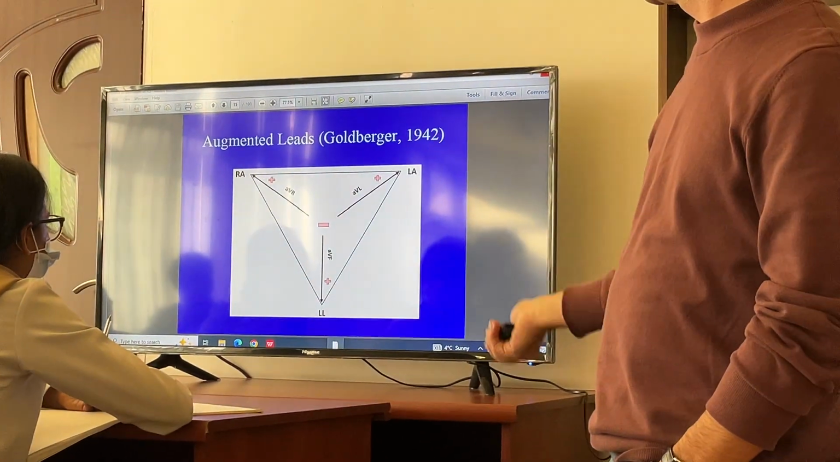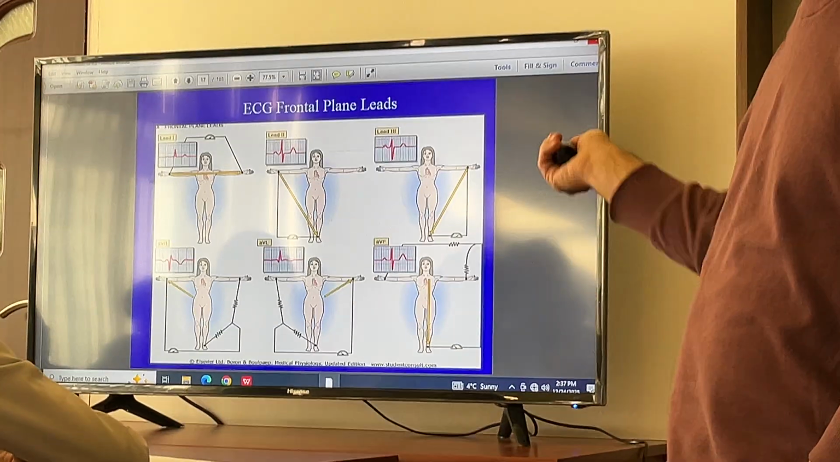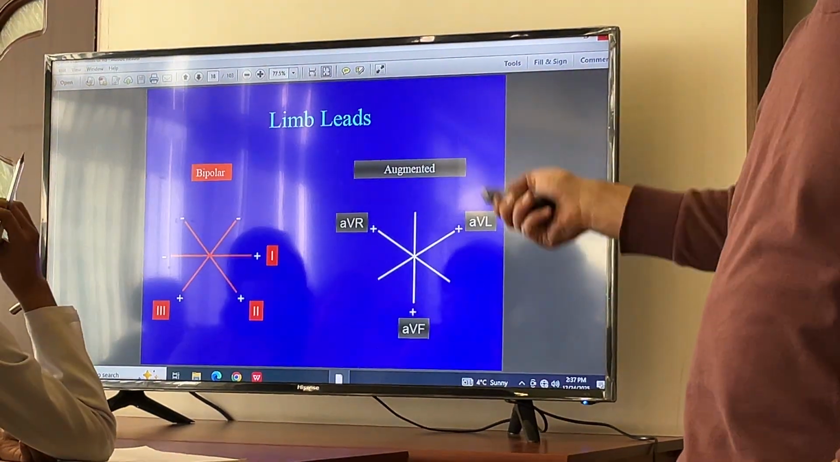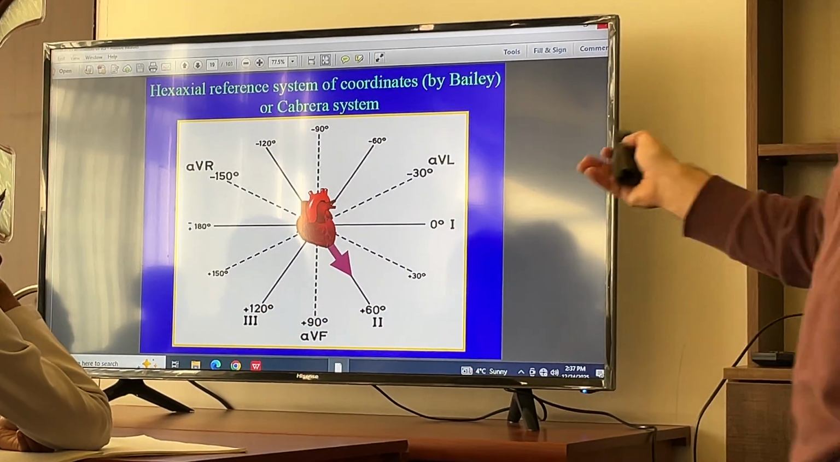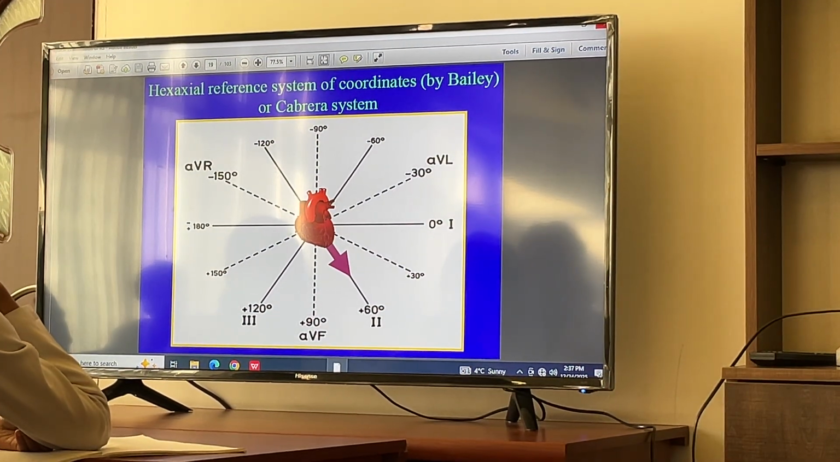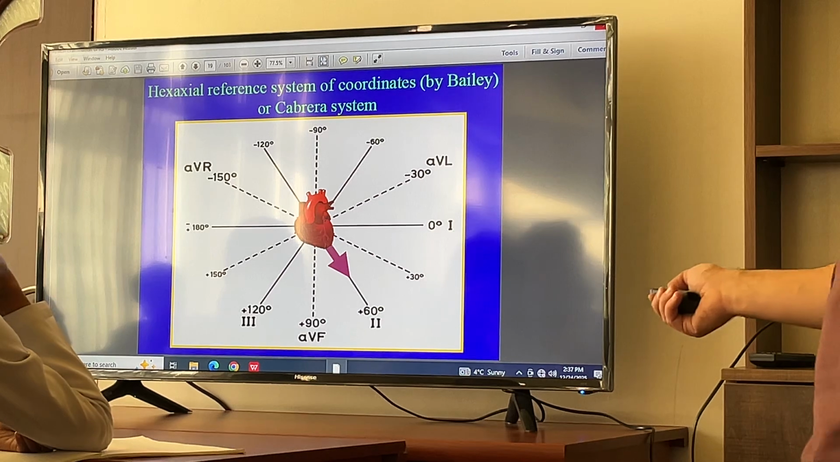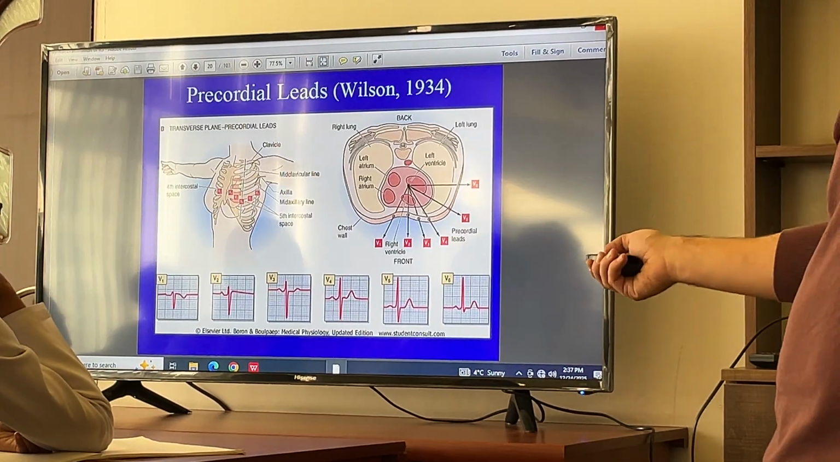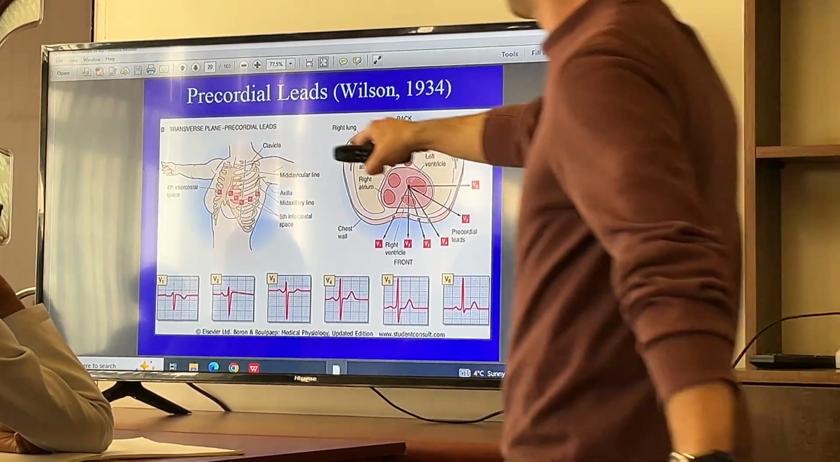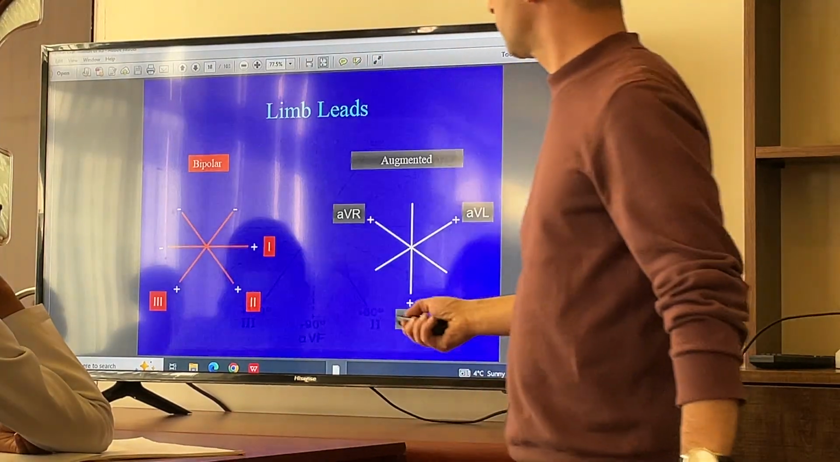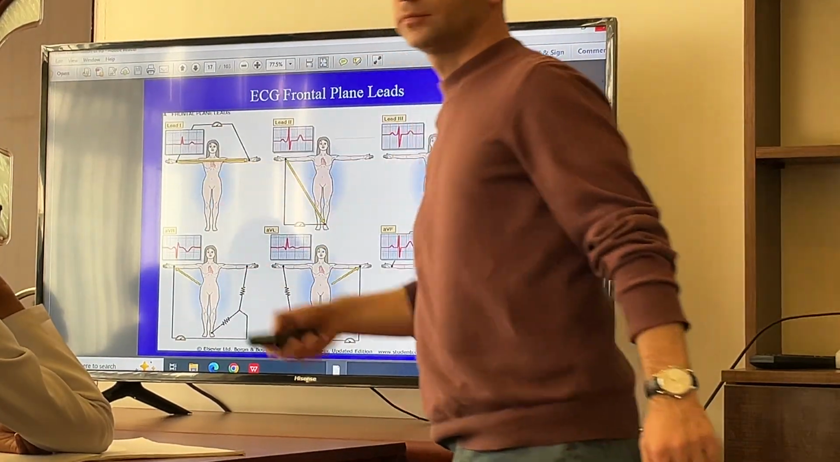Einthoven's triangle, Goldberger's leads, augmented, frontal plane leads, and transverse plane. This is covered in the system already. At home you should practice how to bring to common ground. Precordial leads, transverse plane leads. These are frontal plane leads.